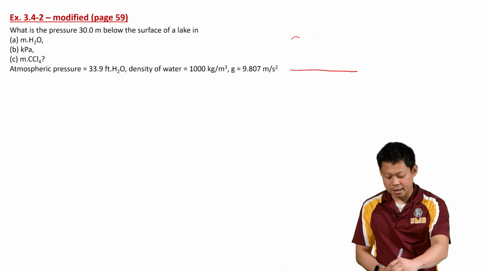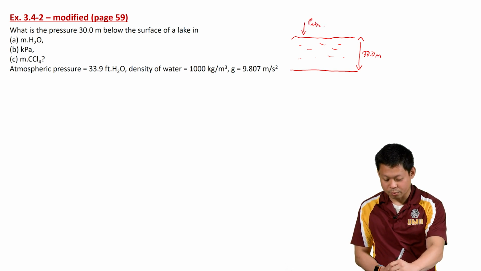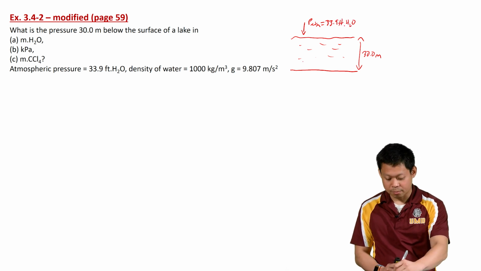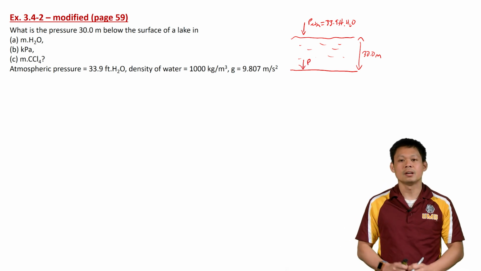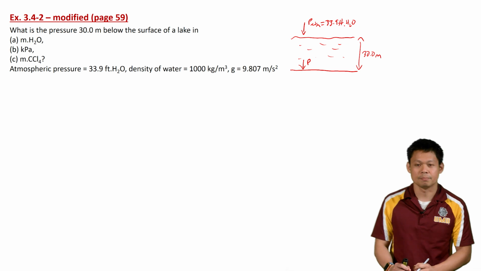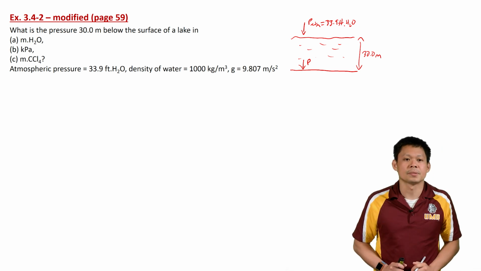Let's say this is the riverbed or the lake bed, and we have our lake right here, and this is 30 meters deep. There is some atmospheric pressure above that, and we are told that this is 33.9 feet of water. We want to know what is the pressure exerted at the bottom right here. So think about yourself diving down 30 meters to the bottom of this lake. What is the pressure that you feel down there?